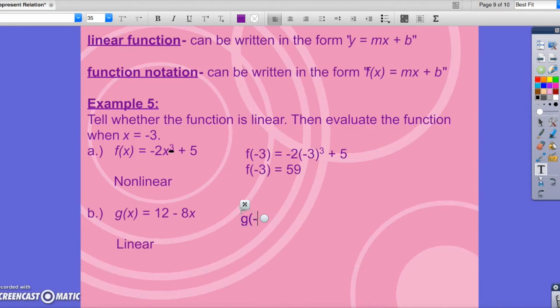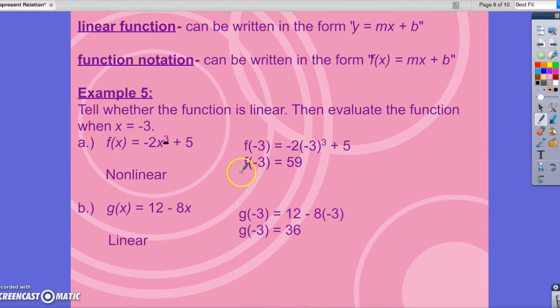But g of -3, and we can use letters other than f. Later on in Algebra 2, you'll see if we have more than one function, we can't always call it f of x. We usually call it the first one f of x. But if there's more than one, we can't call them all the same thing. So we'll use a different letter like g. And see what you get when you evaluate that. You should get 36. So both of these, my final answer would be this bottom one here. F of -3 equals 59, or g of -3 equals 36.